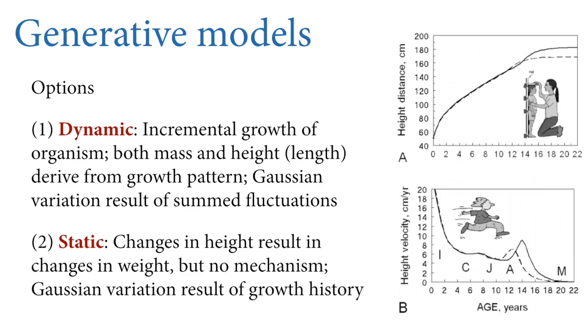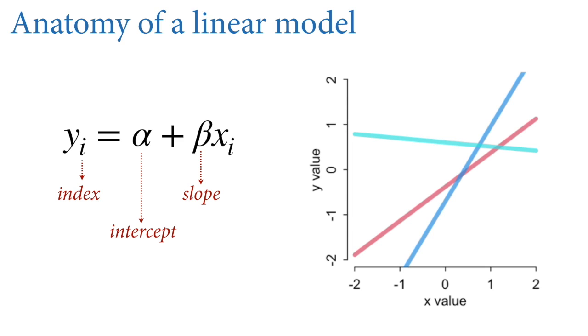And again, in the static model, though, the Gaussian variation is justified as a result of growth history. In the static model, that doesn't happen automatically. The Gaussian variation is merely imposed, but it's justified by the same intuition that growth history over time sums fluctuations, and you'll end up with a Gaussian pattern of variation. In the dynamic model, you don't have to assume that. You get the Gaussian model just as an epiphenomenon, as a consequence of summing up growth over a number of years. Okay, now let's actually meet a linear regression.